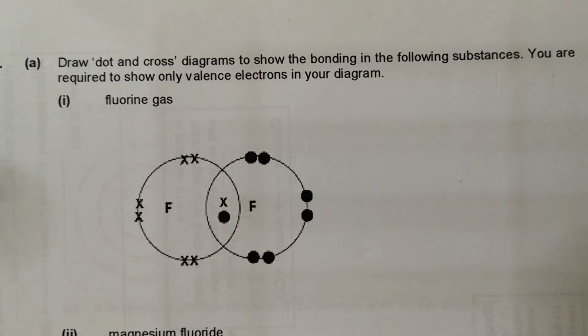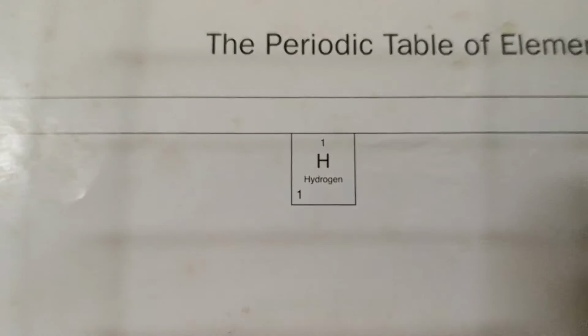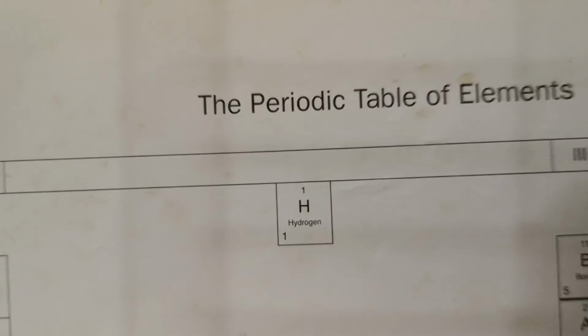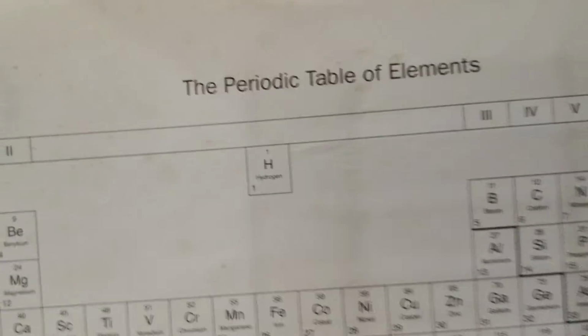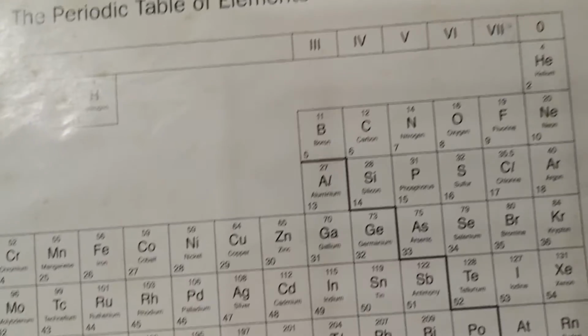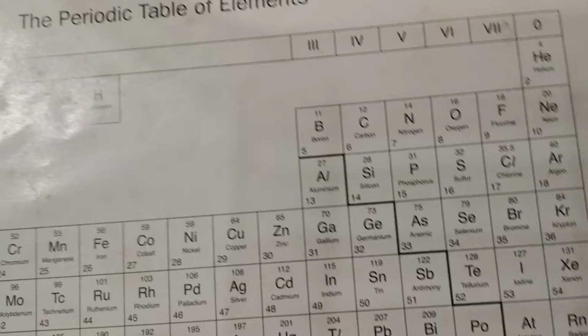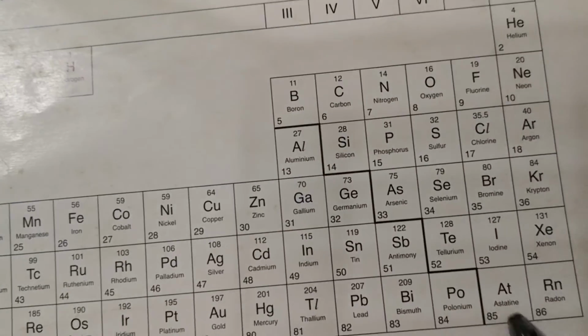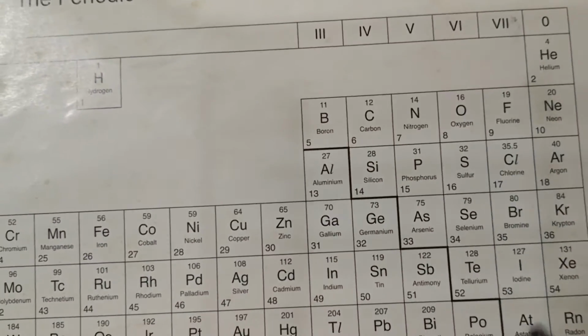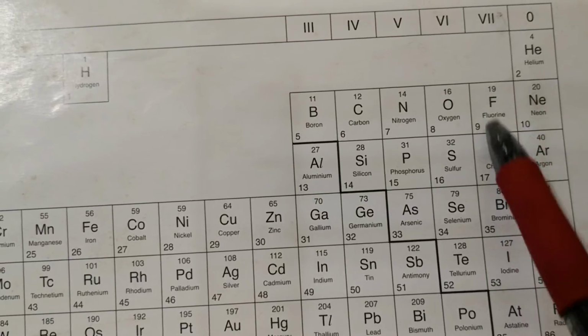So fluorine gas. Remember, fluorine is in group 7. If you look at the periodic table, group 7 is actually here. So bear in mind that group 7 elements are the halogens. Group 7, they are all diatomic.